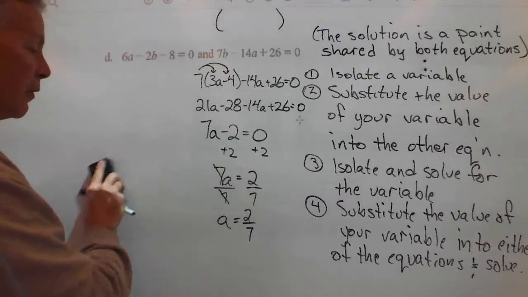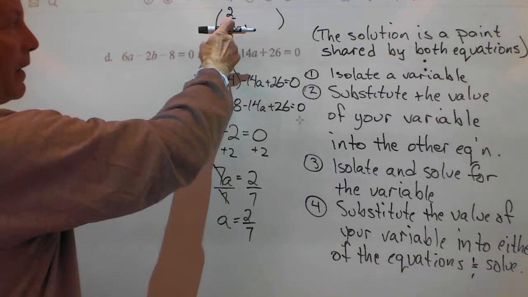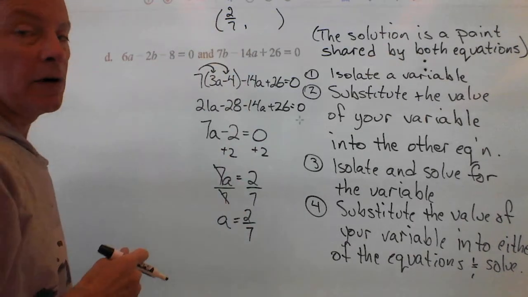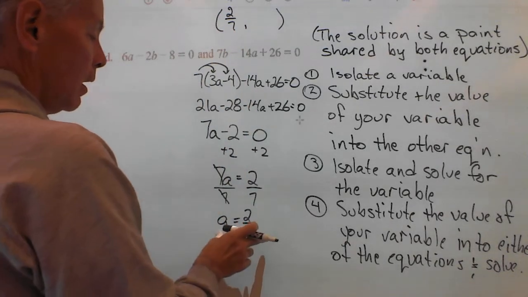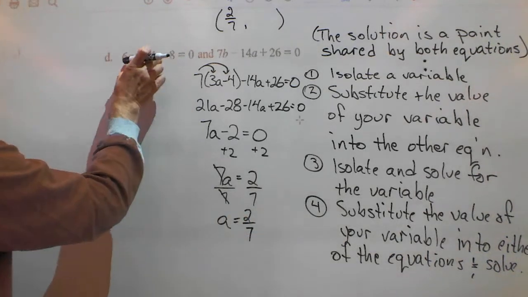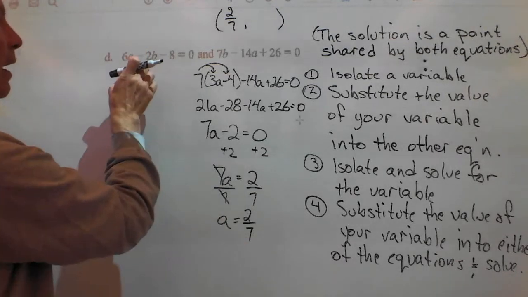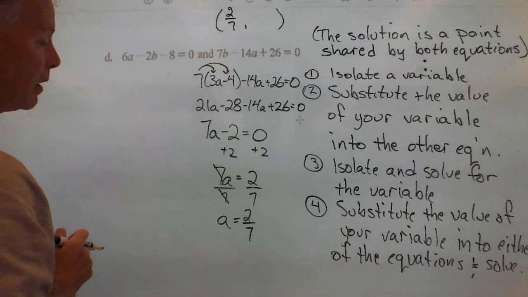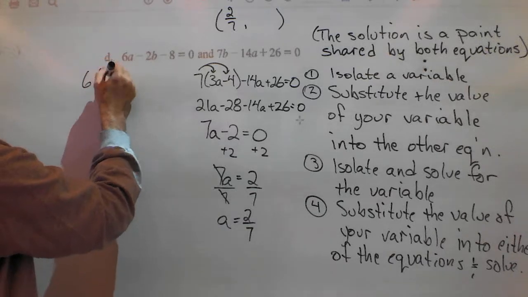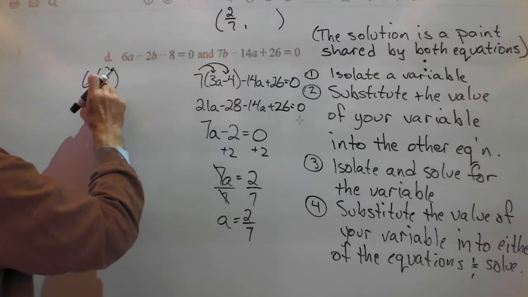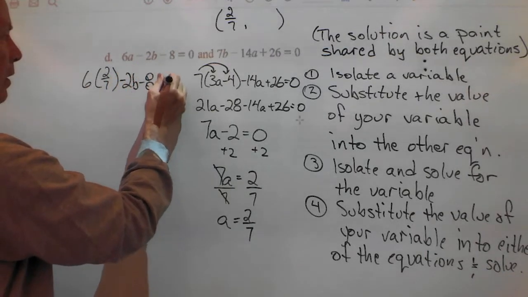We take our value for a, which we've said is 2 over 7. I'm just going to put a first as part of my solution. In some cases it doesn't matter, but we'll put it as our first value. So a equals 2 over 7. We go back to our other equation and we substitute the value of a and solve for b. So 6a becomes 6 times 2 over 7, right? I sub in 2 over 7 where I see a, minus 2b, minus 8 equals 0.